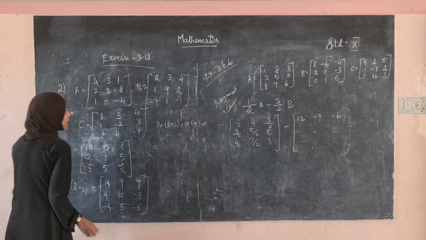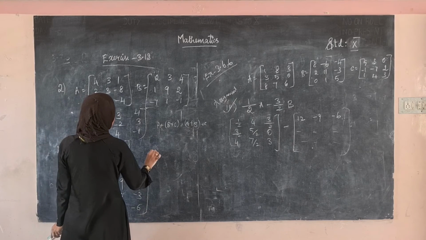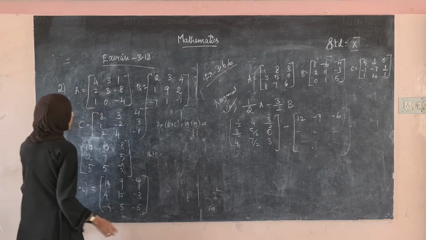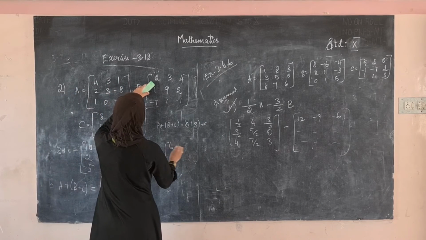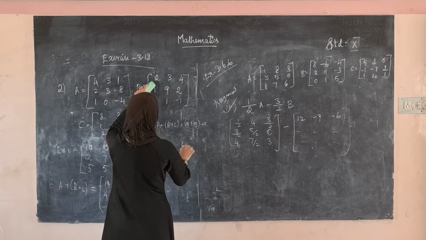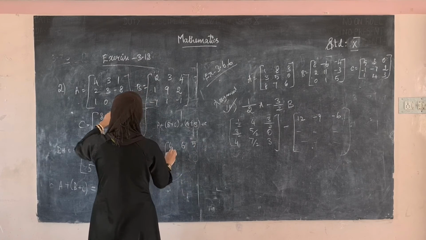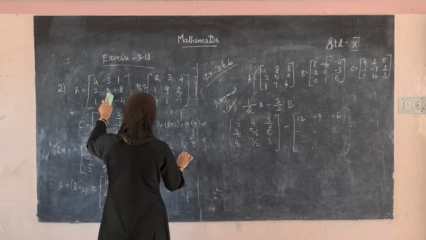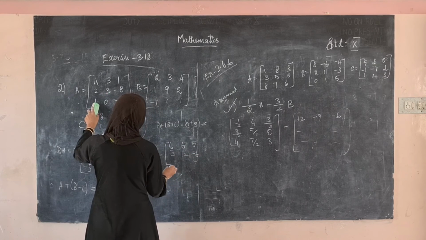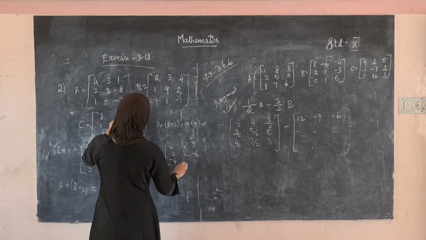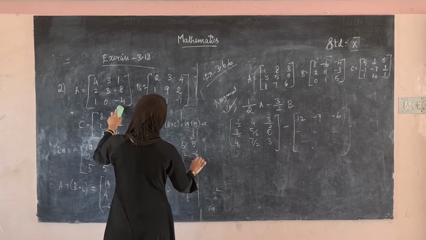Okay. Similarly, you have to find A plus B. Okay. A plus B. Here, 4 plus 2 is 6. 3 plus 3 is 6. 1 plus 4 is 5. 2 plus 1 is 3. 3 plus 9 is 12. Minus 2 plus 2, minus 6. 1 plus minus 7, minus 6. 0 plus 1 is 1. Minus 4 minus 1 is minus 5.